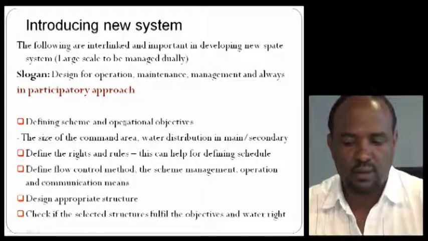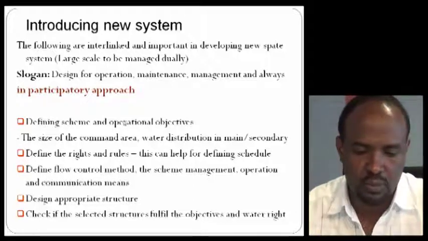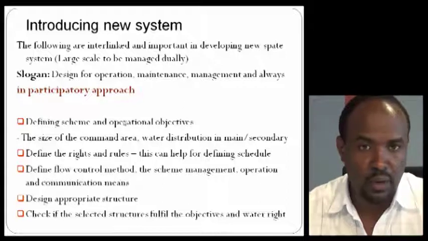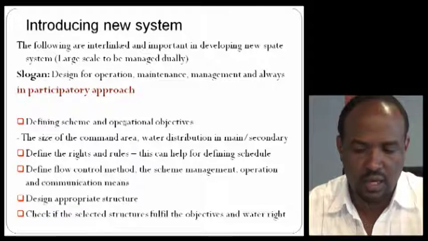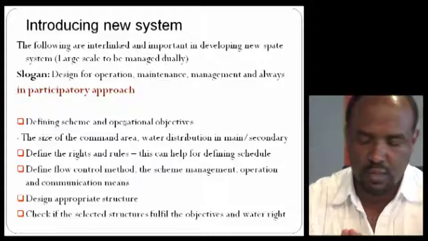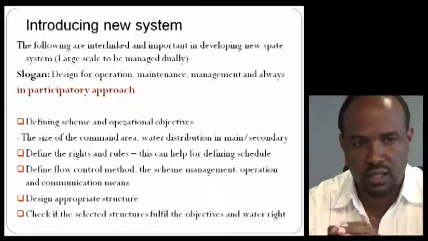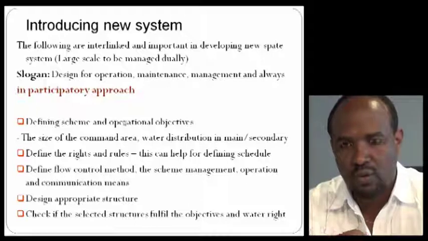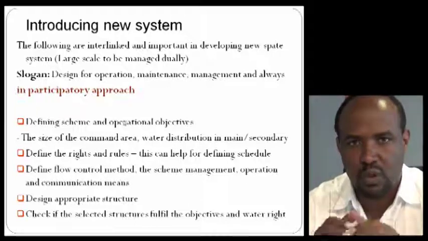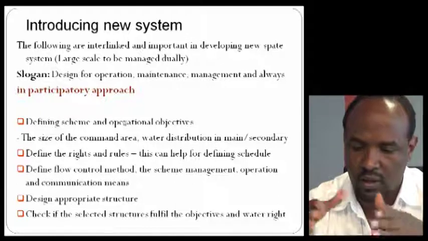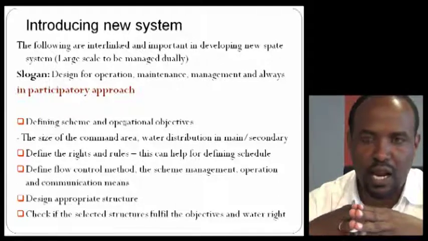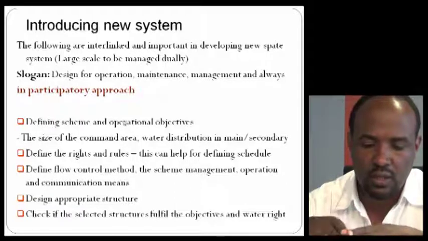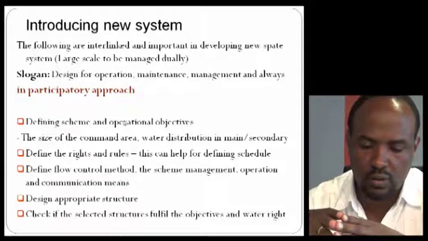In that way, the size of the command area and the water distribution, that is the main and secondary, need to be decided. When we define the scheme, is it protective or productive irrigation or spate irrigation? If we say productive irrigation, then we need to rely on reliable floods, and then we need to limit the command area that has to be productively used, and the distribution also needs to be in line with the people who are going to operate it.